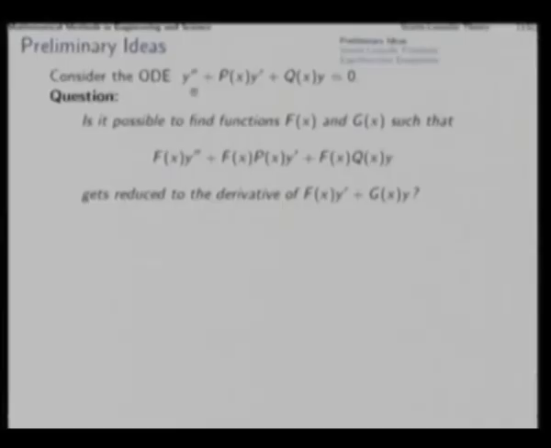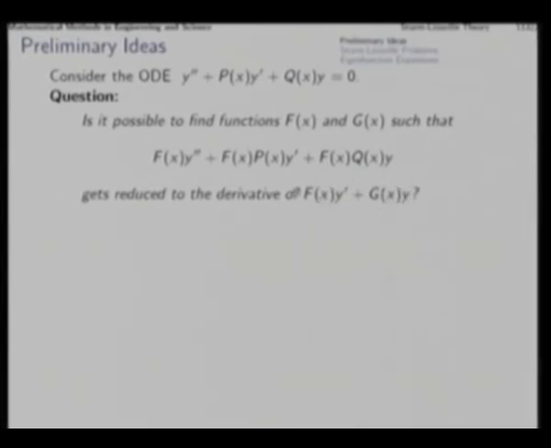That is, can we find out a function f and an associated function g such that f into y double prime plus f p y prime plus f q y turns out to be the exact derivative of a first order differential expression of y, in which y prime and y will be involved and y double prime will not be there, exact differential of this.